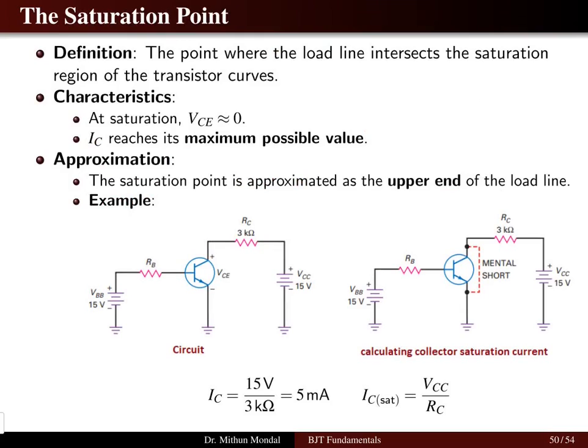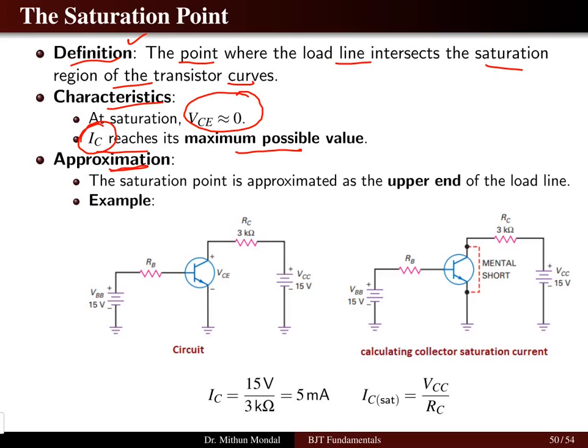Now, how do you determine the saturation point? The definition goes like this: the point where the load line intersects the saturation region of the transistor curve is the saturation point. The characteristic is that the saturation collector-to-emitter voltage is 0 and the collector current reaches its maximum possible value. So your collector current is the maximum that you get for that transistor.